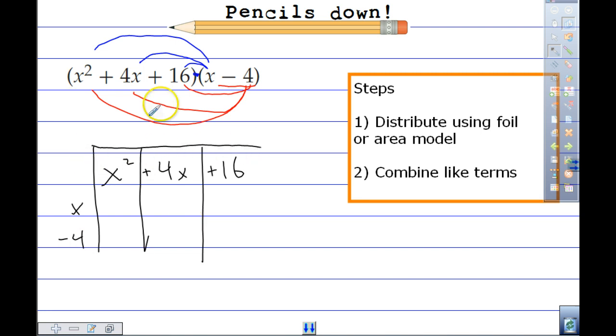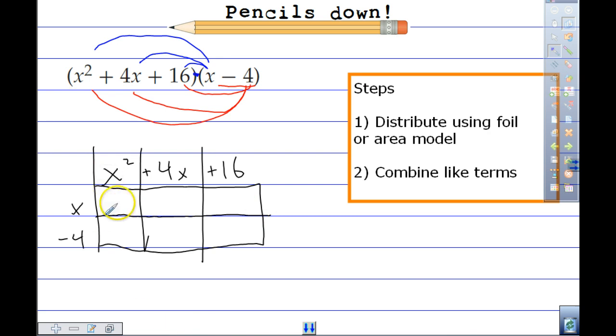Actually, I should be doing that. Here. So you see how we have 6 multiplications this way? There's still 6 multiplications, 6 boxes. So it's not more or less work. It's just whatever you prefer, whatever gets you the right answer more often. Alright, so we get x squared and x. That would be just 4 and 16.